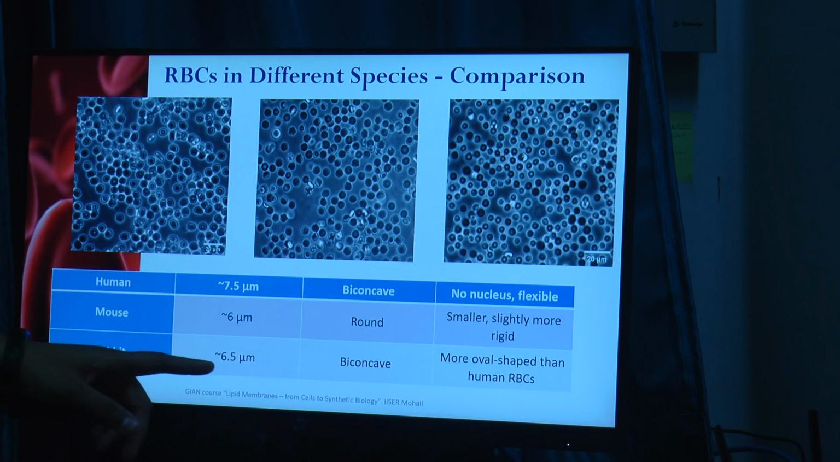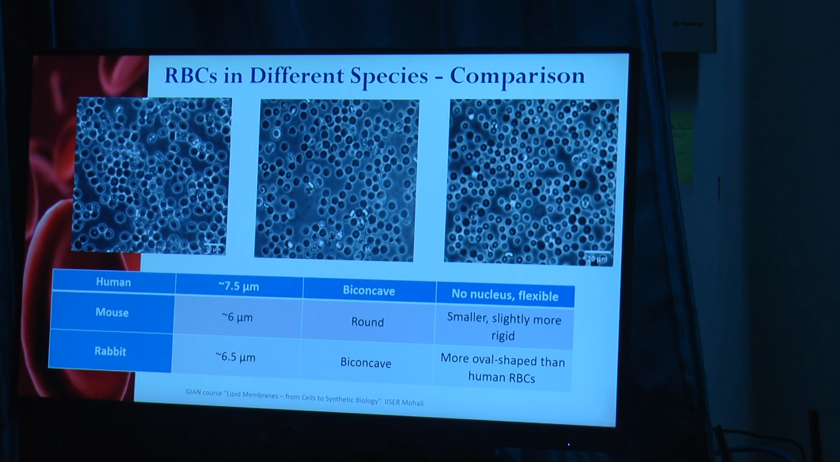And this is a rabbit red blood cell, which is around 6.5 to 7.5 micron in size. Now you can actually say all of them are looking exactly the same. Then why should we even study those red blood cells?